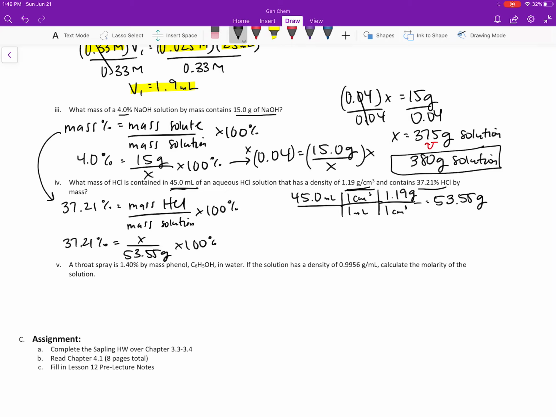Just like the last problem, I'm going to get rid of the 100% by moving the 37% into its decimal form. When I do this, I can see I need to multiply 53.55 to both sides, and this is going to give me an x value of 20 grams of HCl. I have 3 sig figs in my initial numbers, so I need 3 sig figs in my final answer, which gives me 20.0.